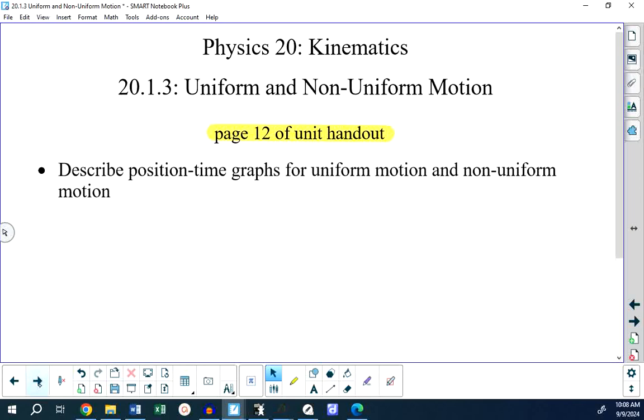So what we want to be able to do at the end of this lesson is, I believe I misspoke. This is not page 9. This is page 12, correct?